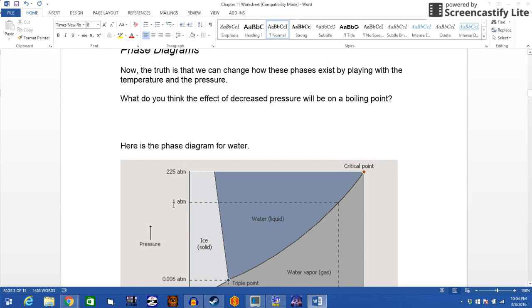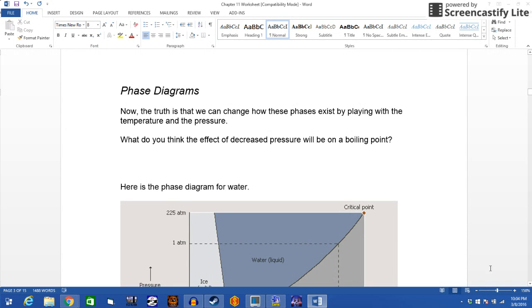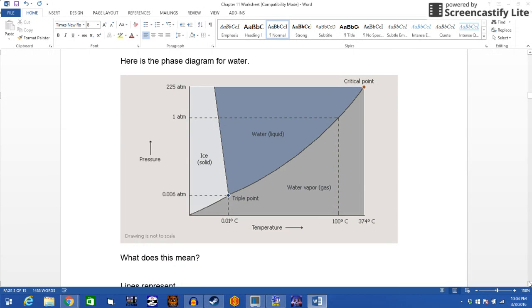Okay, that brings me to phase diagrams. Phase diagrams are kind of cool because this takes into account, as you take a look at this graph here, you can see that we've got temperature and pressure on the X and Y axes, and you can actually change the phase based on the amount of pressure or the temperature that you have. Temperature, you guys know. So if you trace this along at 1 atmosphere, you will see that you have solid. This is all solid. Here's the liquid and then gas.